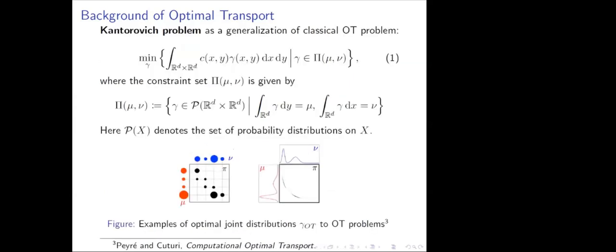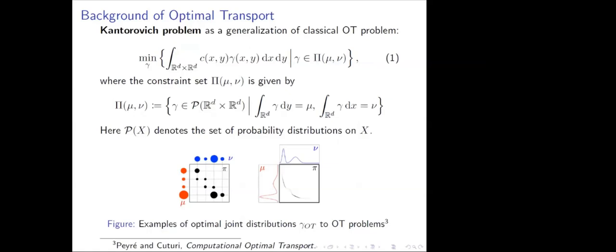However, the classical OT problem is not applicable everywhere. For example, if mu is a point distribution and nu is a Gaussian distribution, in this case there is no map T such that T push forward mu equals nu, right? So in order to compensate for this, we come up with the generalized OT problem.